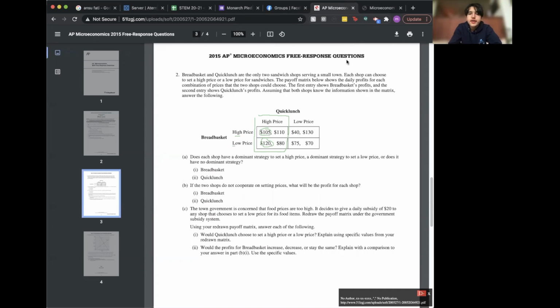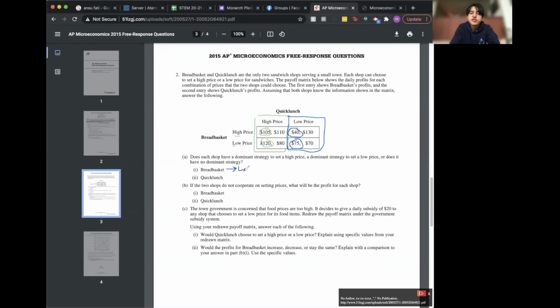Now, if Quick Lunch went for the low price over here, then Breadbasket could either earn $40 with the high price, or they could earn $75 with the low price. And obviously, they'd want to earn the $75 because it's more than the $40. So no matter if Quick Lunch goes for the high price or the low price, Breadbasket would want to go for the low price in both scenarios. So that means that Breadbasket has the dominant strategy to go for the low price.